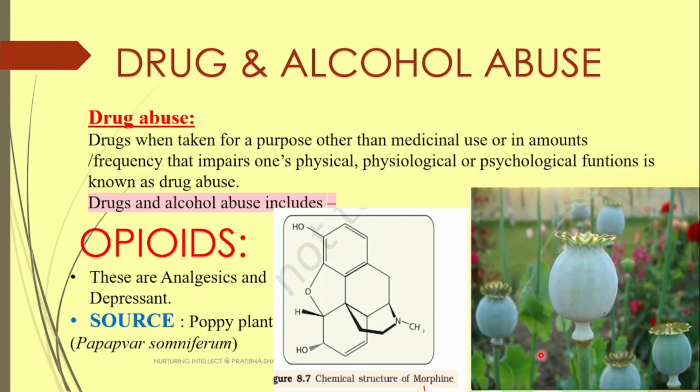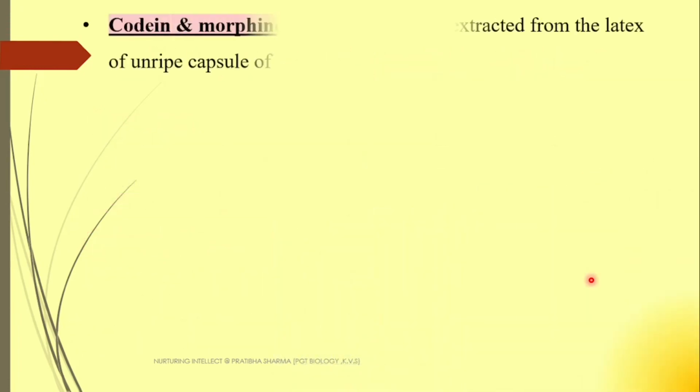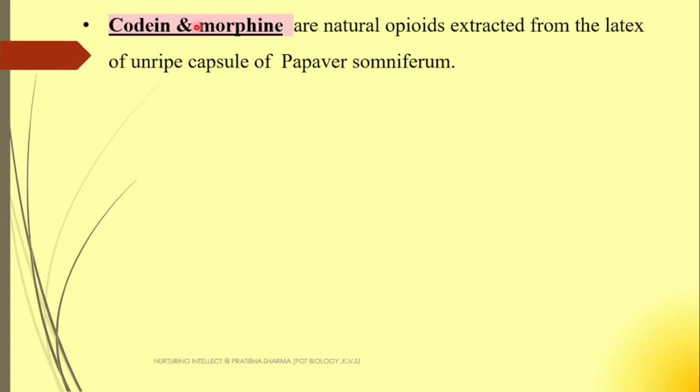The poppy plant produces a capsule. From this unripe capsule, the latex is obtained. That latex contains codeine and morphine. Codeine and morphine are the two natural opioids. Codeine is a mild analgesic. On the other hand, morphine is a strong analgesic. Analgesic means painkiller. Codeine is used in cough syrups, and morphine is given at the time of surgery to relieve the pain which occurs due to surgery.